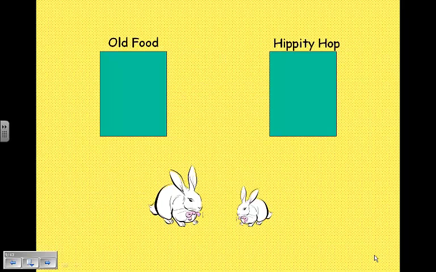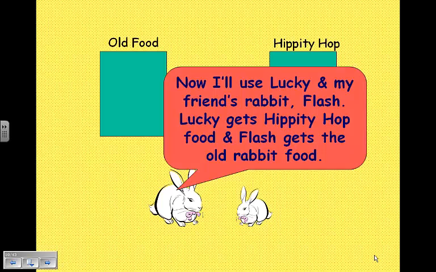Okay, so I didn't have a control group, so I'm going to fix that. I'm going to have a new experiment. Thought it up. Here we go. We have old food, we have Hippity Hop. I'm going to use Lucky and my friend's rabbit. My next door neighbor, he has a rabbit called Flash.